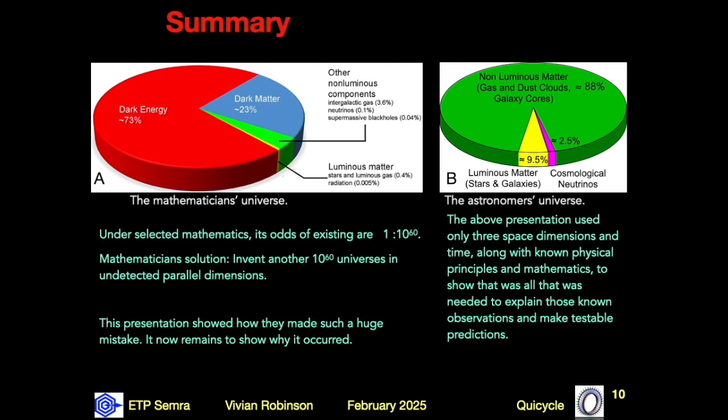Figure B is the astronomer's universe. It is what they observe and measure. The earlier presentation used only 3 space dimensions and time, along with known physical principles and simple mathematics, to show that is all that is needed to explain known astronomers' observations.